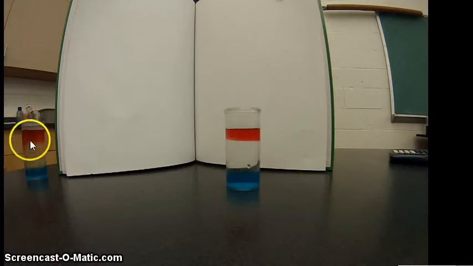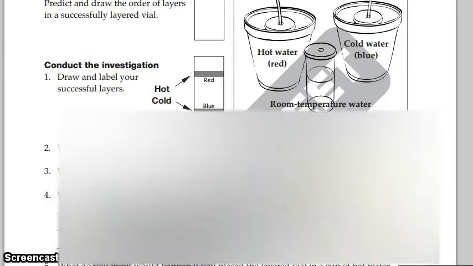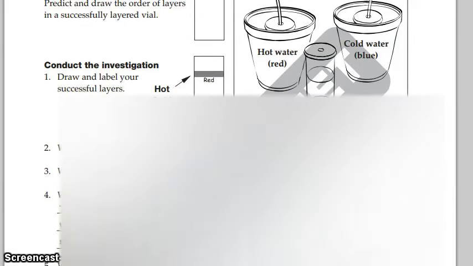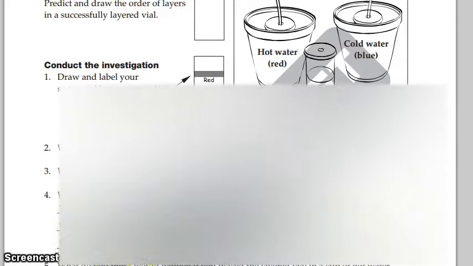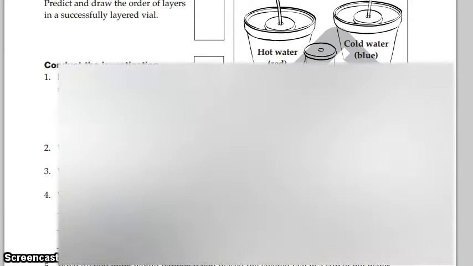What happens after it sits for a few minutes, if we look off to the side, I have one here, and we can see that the red is starting to sink down and the blue is starting to rise up. The red water starts to flow down towards the room temperature water. As the red cools, it becomes denser and eventually reaches room temperature and starts to mix with the clear water. The same thing happens with the blue. The blue will start to warm up and rise, and the red will start to cool down and sink.